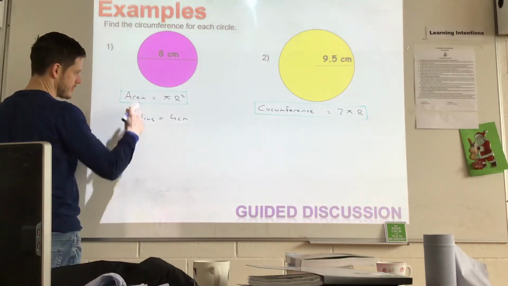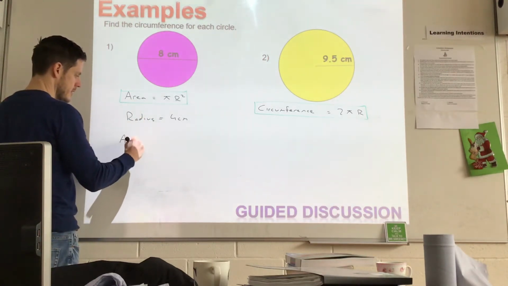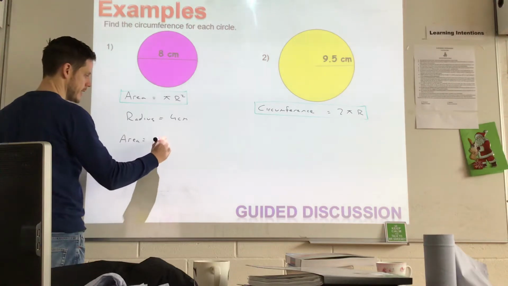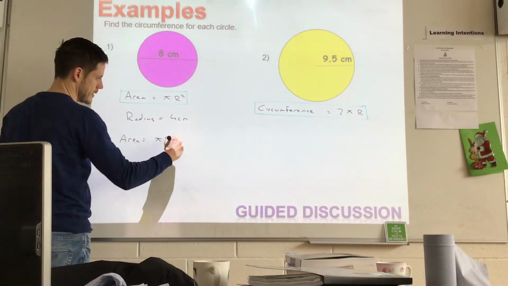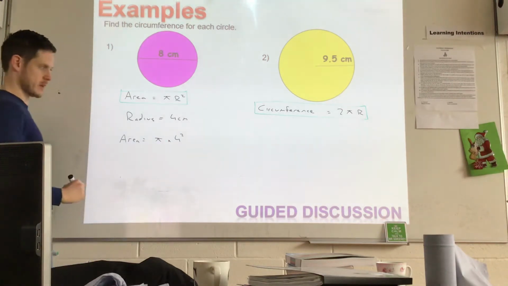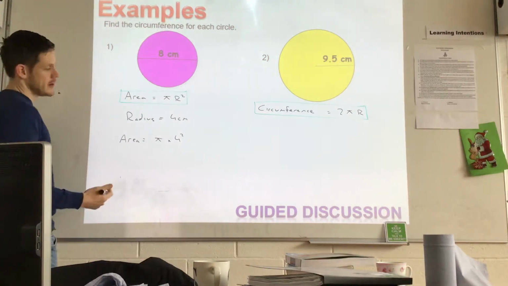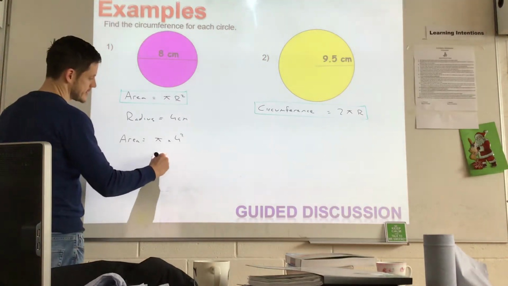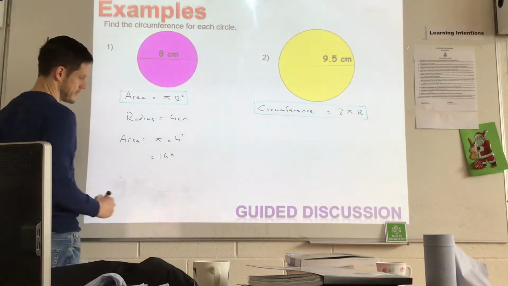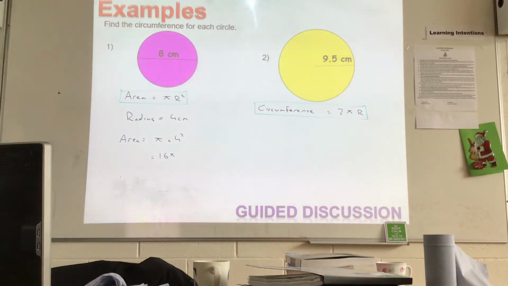To find the area, I'm going to do pi multiplied by 4 squared. 4 squared is the same as 4 by 4. You put that into your calculator and you're going to get 16 pi. So when you get 16 pi in your calculator, that's the right answer, but it's just in terms of pi.